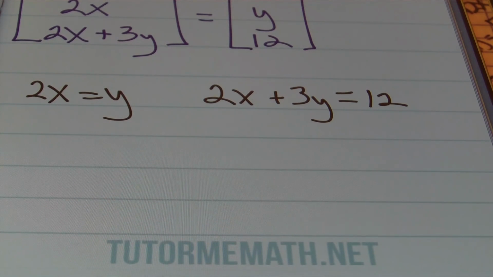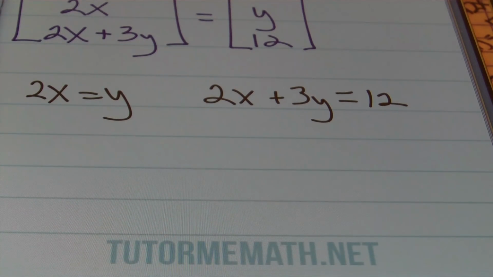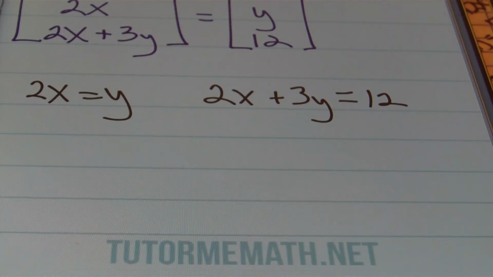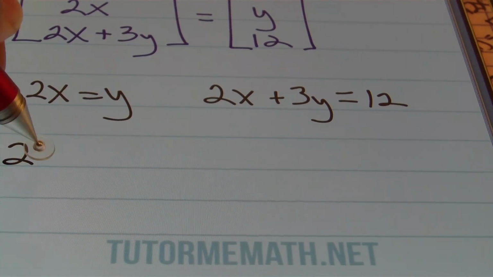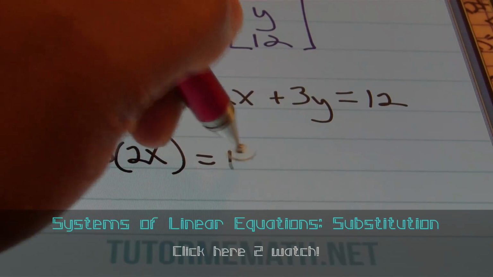When you see a system of linear equations like this, what should come to mind first and foremost are the main three ways that you can go about solving this. That would be the substitution method, elimination, aka the addition method, or the graphing method, which sucks. I'm going to use the substitution method because we already know what y equals. Y equals 2x. That means I'm going to replace every y in the second equation with 2x. So I'm going to have 2x plus 3 times 2x, which equals 12.